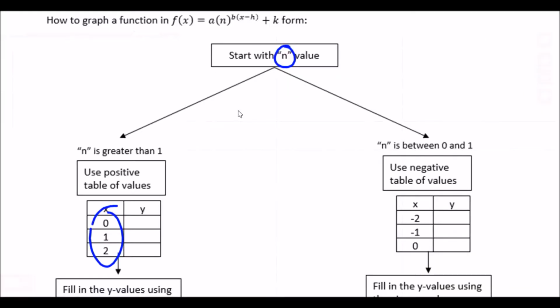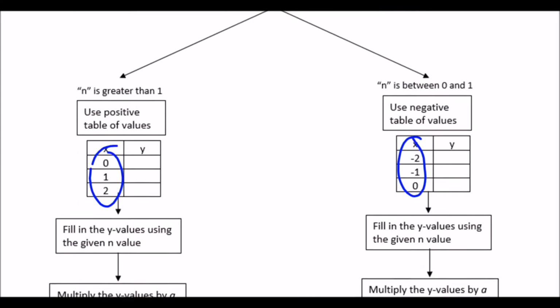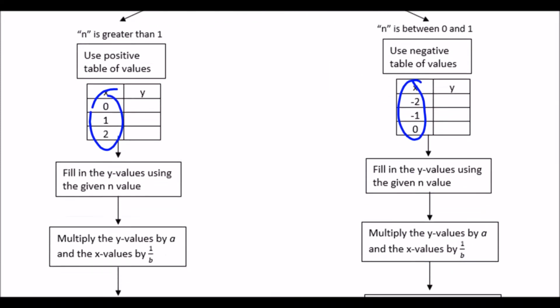And that's what this says. If n is greater than 1, we're going to use positive table values. If n is between 0 and 1, we're going to use the negative table values. All right. Once we do that, we are going to fill out the y values given the n values. So what does that mean?